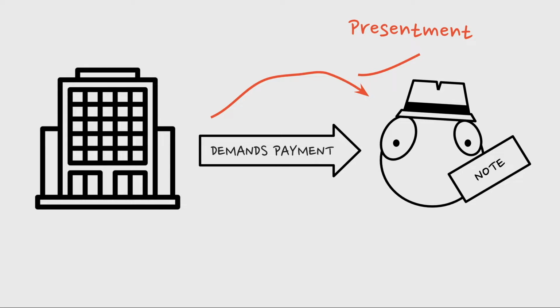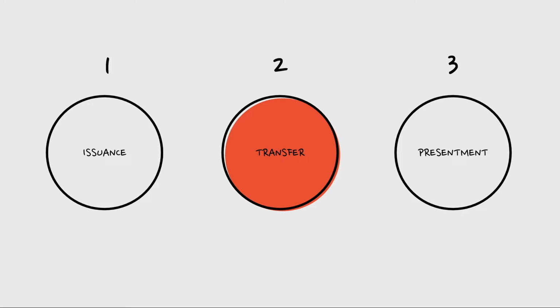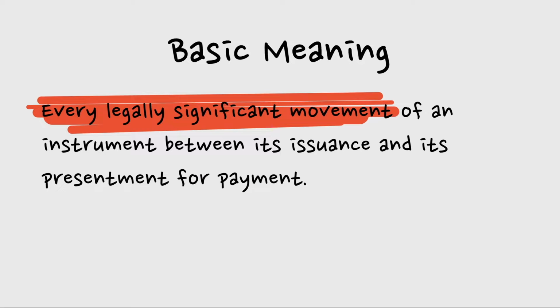And what we'll see as we move forward in this subject of negotiable instruments is you can have a lot of transfers between the issuance and the presentment. Here I gave you pretty straightforward examples, but you can have multiple transfers. So let's look at that second category in some more detail, transfer and what we call a negotiation. Under this second category, we've given this basic definition that a transfer is every legally significant movement of an instrument between its issuance and its presentment for payment.